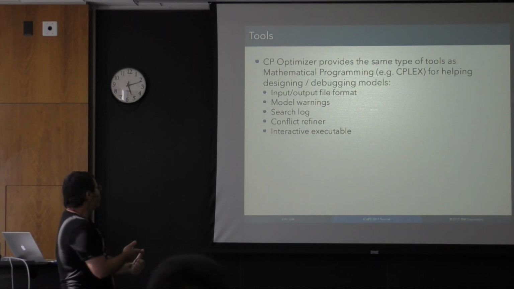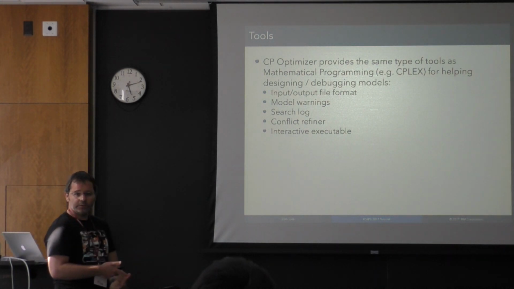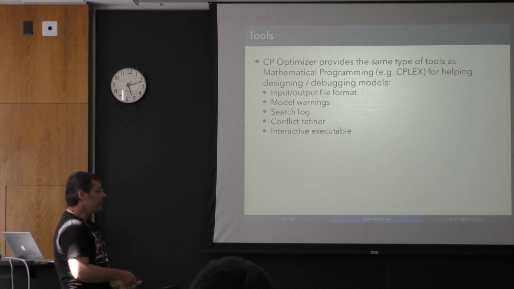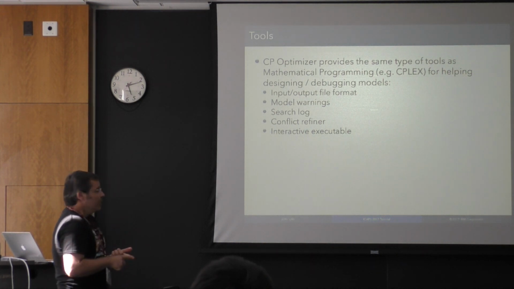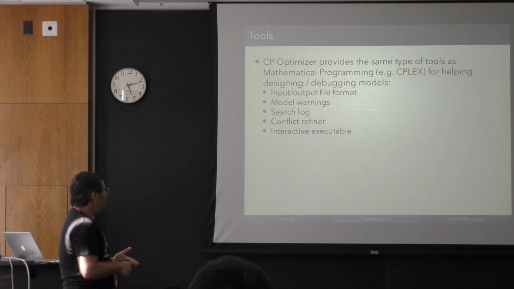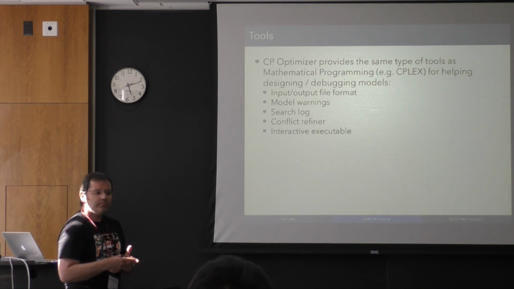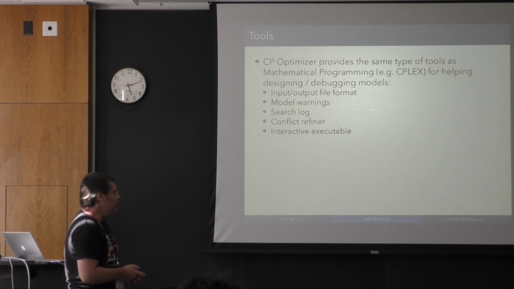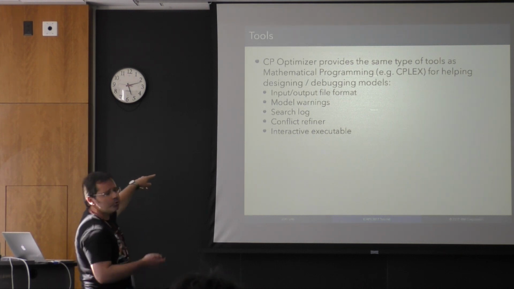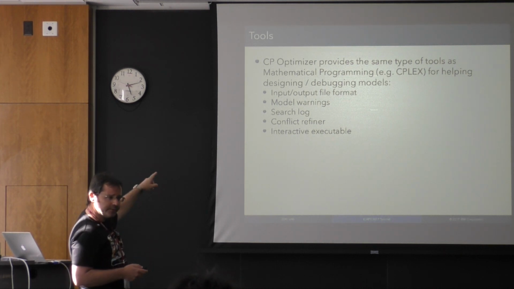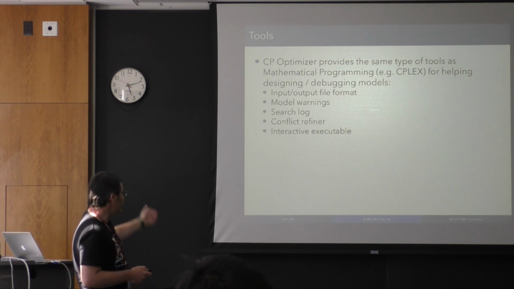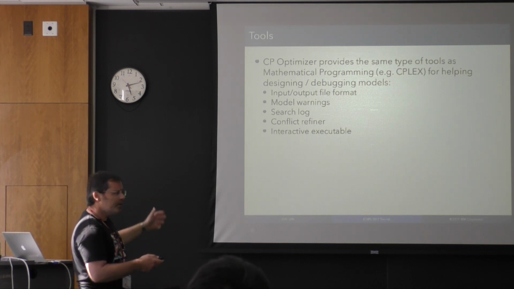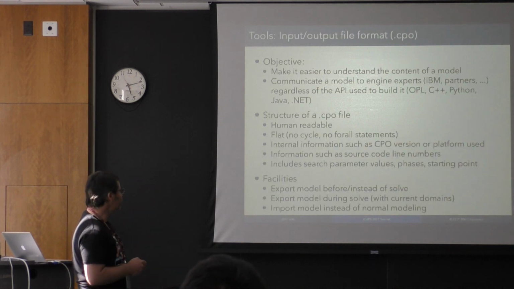So first we have an input-output file format for the model, for your instances. You can dump them. Second thing, and I will go through this firstly, we have this notion of modeling assistance. We have some model warnings. Okay, there is a search log, of course, like for CPLEX, that can give interesting information about what happens during the search. Conflict refiner, this is when your model is infeasible, and then an interactive executable.